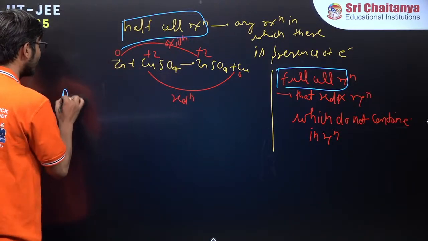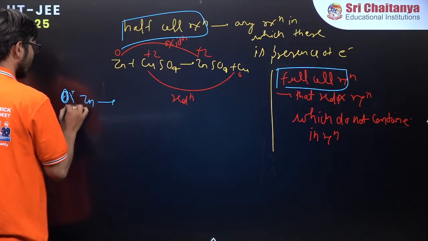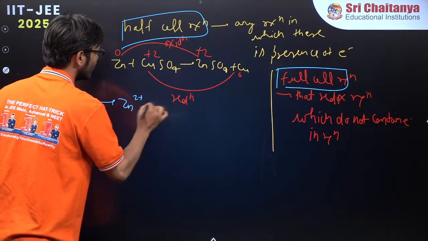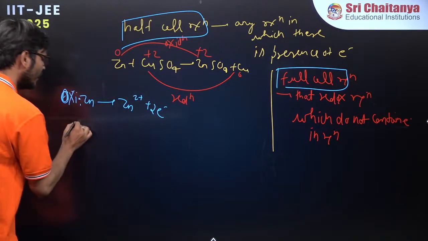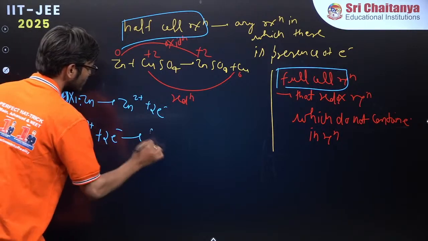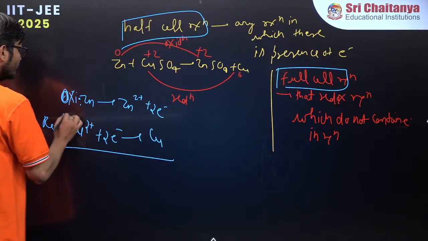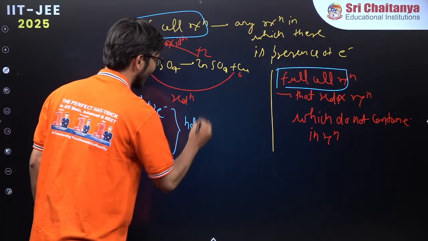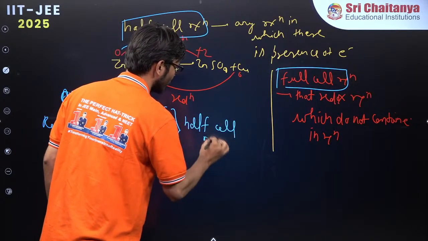Now if I write anode, zinc anode, oxidation basically. So zinc gives what? Zn2+ plus 2 electrons. Now this is a half cell reaction. Similarly, Cu2+ plus 2 electrons converts into Cu. This is oxidation and this one is reduction, right? And so these reactions are known as half cell reactions.